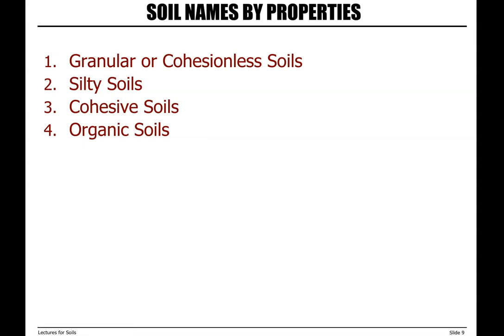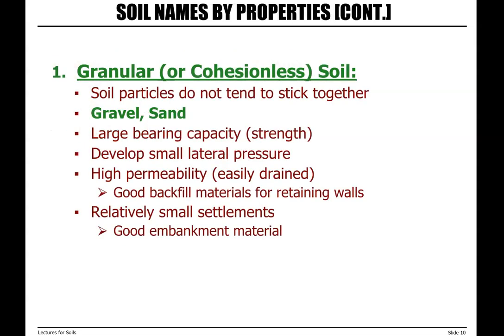There are four main soil names by properties. The first one is called granular or cohesionless soil. Then we have silty soils, cohesive soils, and organic soils. Granular is mainly sand and gravel or coarse grained soil. So it's when we have mostly gravel and sand.